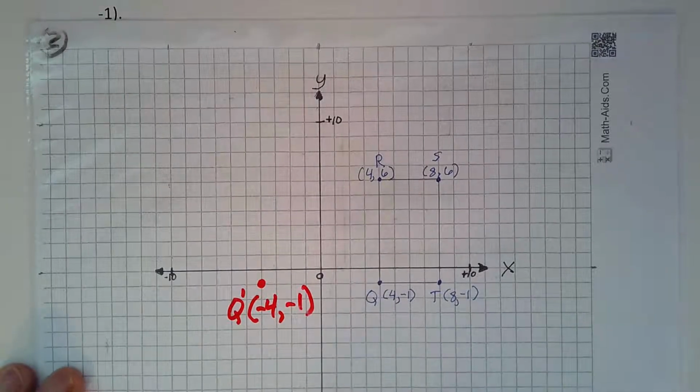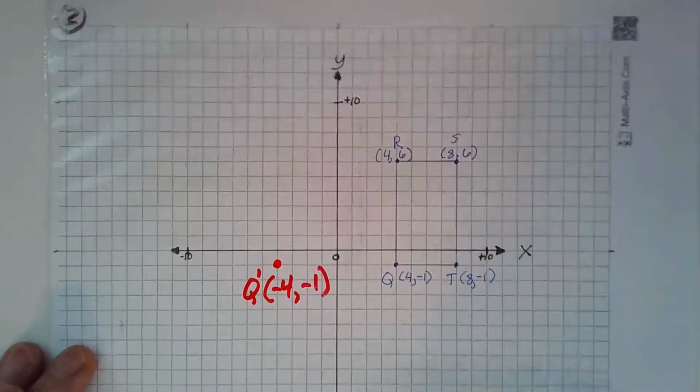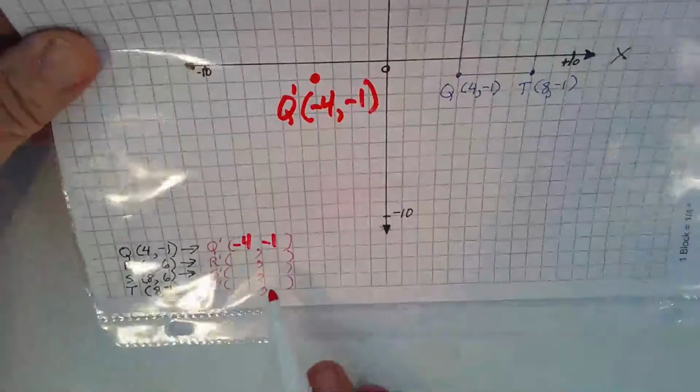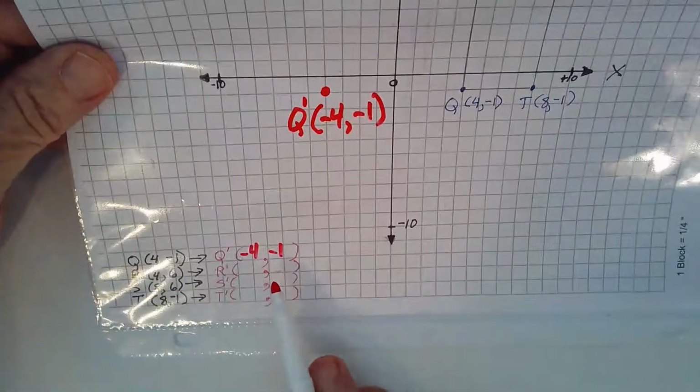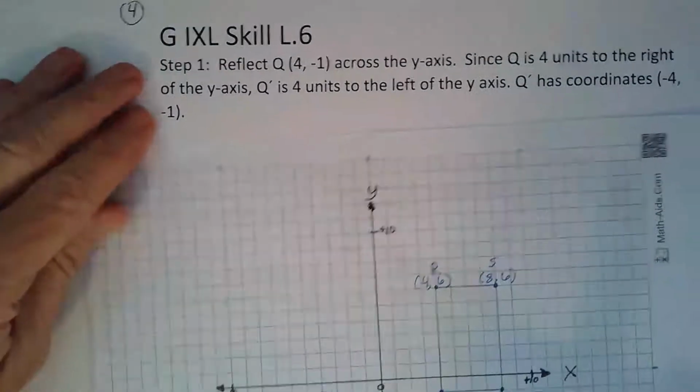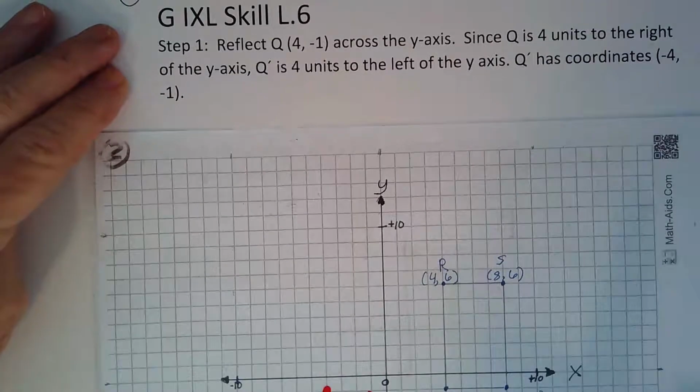Okay? And so you can't quite see that, but I'm going to bring it up. So what I did was I wrote it down here at the bottom. So you can see it here. Okay? All right. Now, we've taken care of step 1.